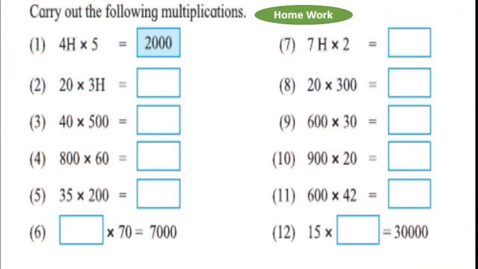This is for homework. See, dear students, the first one is 4 hundreds multiplied by 5. Okay, 400 multiplied by 5. 5 4s are 20, correct? And 2 more zeros because this is 100. See, I will show you here. 4 5s are 20, correct? And 100 is there, so we are multiplying that one by 100. So we got 2,000, isn't it?